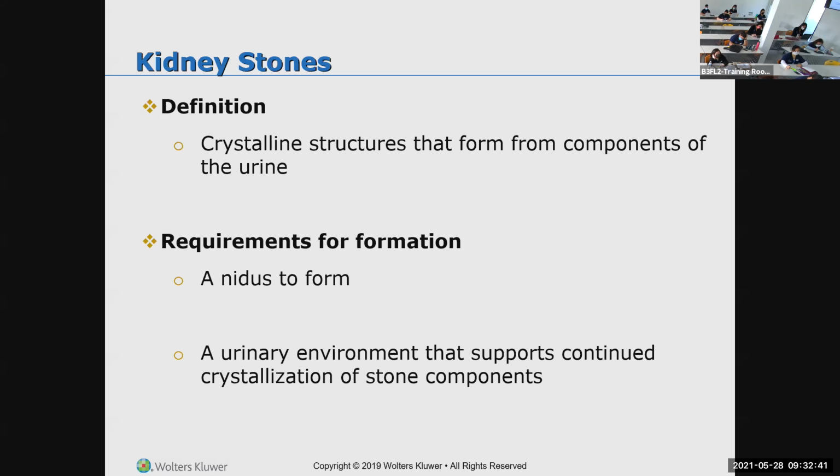So the requirement for formation is that they need to have a nidus, or we can say a nucleus, on which those chemicals will settle to form a stone. Number two, a urinary environment that supports continued crystallization of stone components. Normally, urine is acidic. Sometimes there are some chemicals which make it alkaline, and that also predisposes to stone formation.